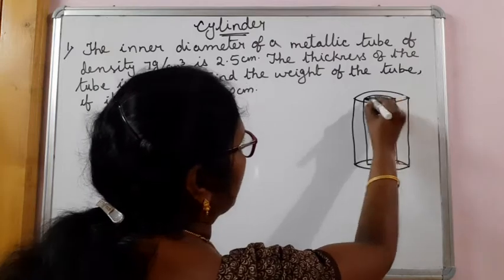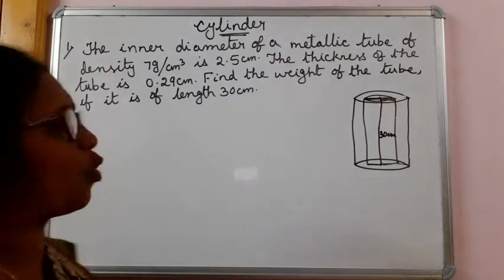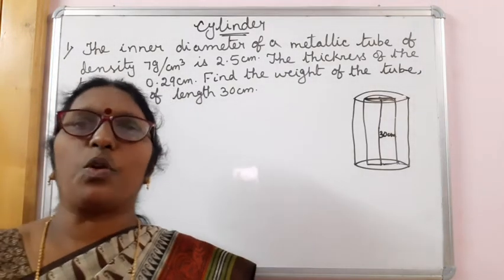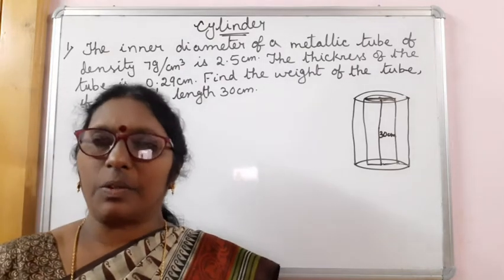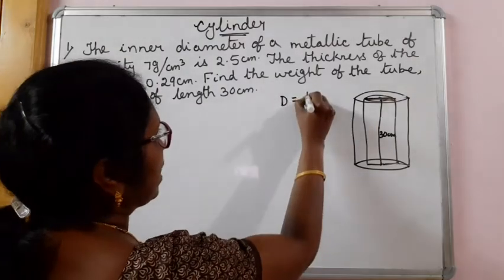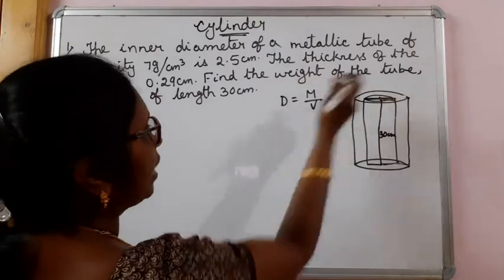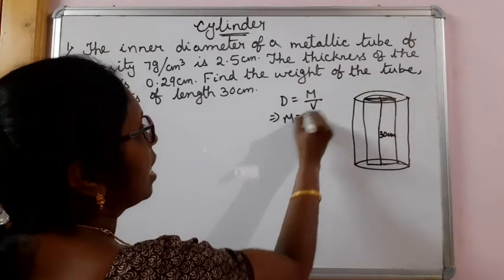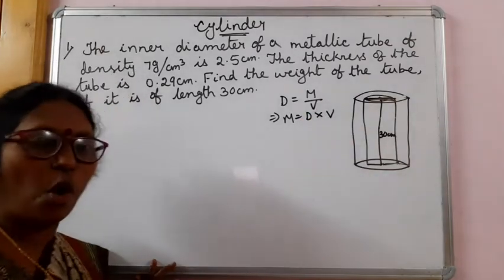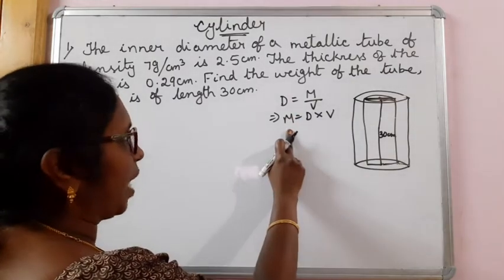Inner diameter is given to us, thickness is given to us, and density of the tube is given to us. In your previous classes, you have learned that density equals mass by volume. Let me explain you. Density equals mass by volume. Here density is given to us. Find the weight of the tube. Weight means mass. If you want to find the mass, we have to multiply density by volume. So weight of the tube we have to find out, that means mass of the tube we have to find out.